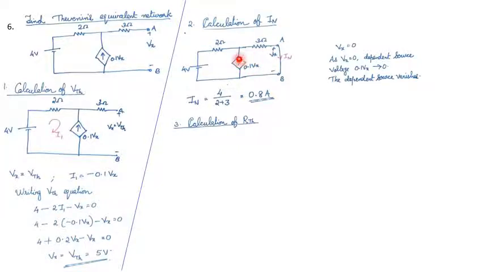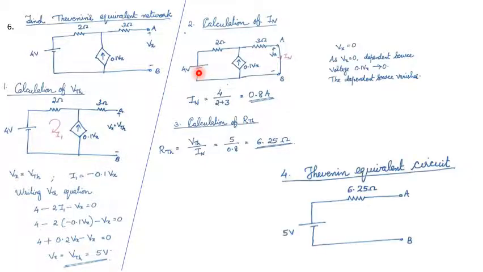circuit. Then we will get the value for IN as IN is equal to 4 divided by 2 plus 3. Then calculation of RTH, VTH divided by IN. We will get it as 6.25 ohm. Then draw the Thevenin equivalent circuit with VTH 5 volt and RTH 6.25 ohms.